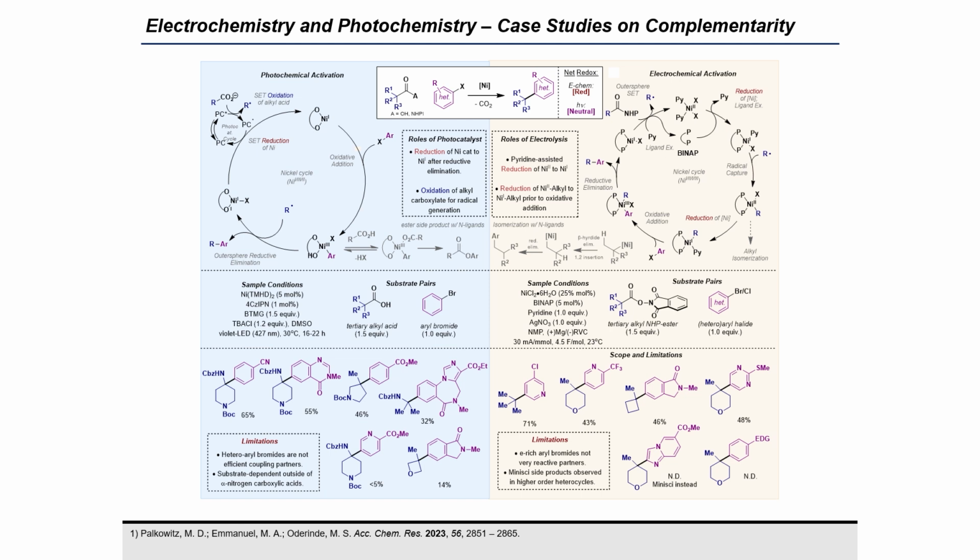The reduced form of the photocatalyst can help generate a low-valent nickel-1 complex. This complex can then undergo oxidative addition with the sp2 electrophile to forge a nickel-2 aryl complex. This species is susceptible to outer sphere reductive elimination with the carbon-centered radical generated earlier in the cycle to forge the desired product, as well as a nickel-2 species that can re-enter the catalytic cycle.